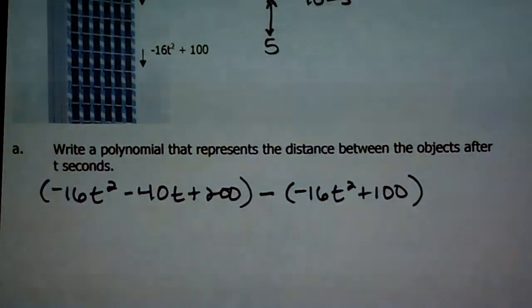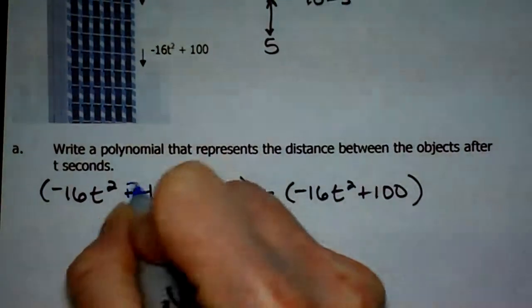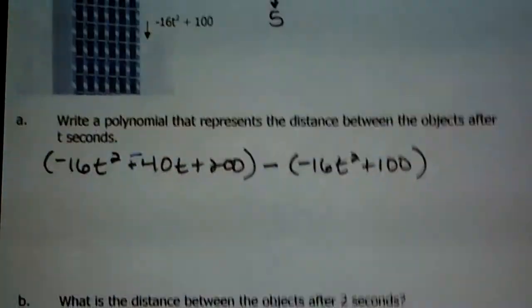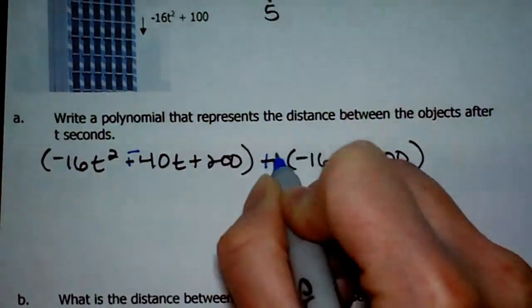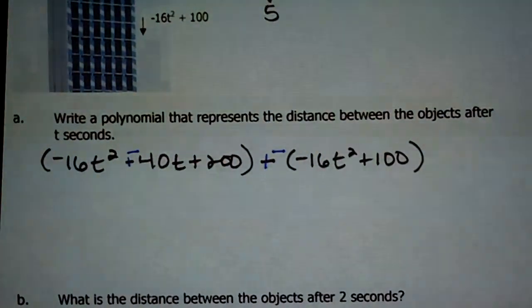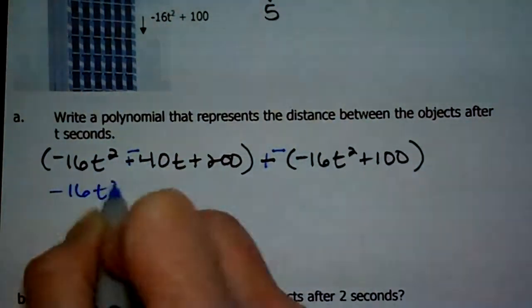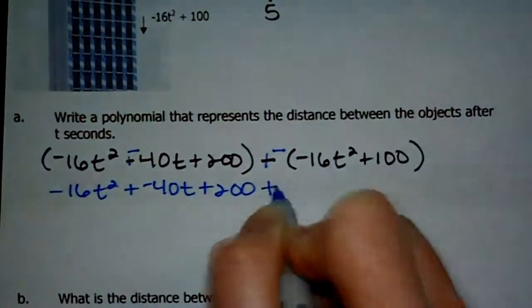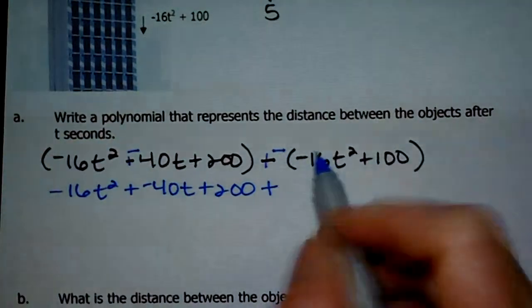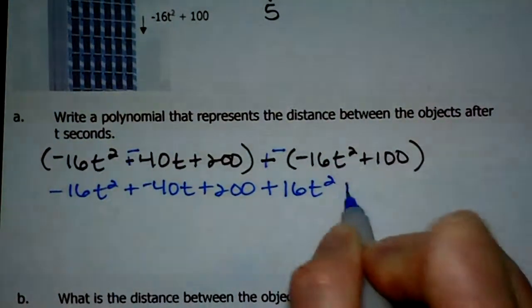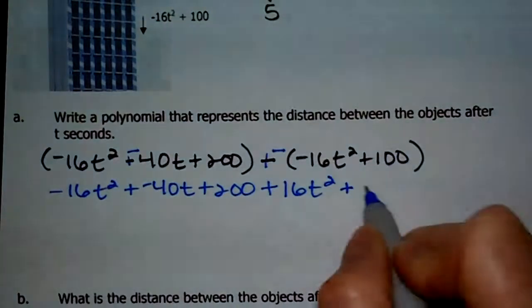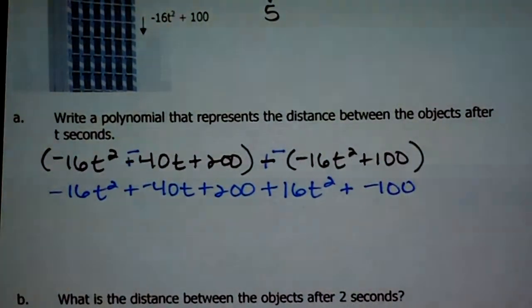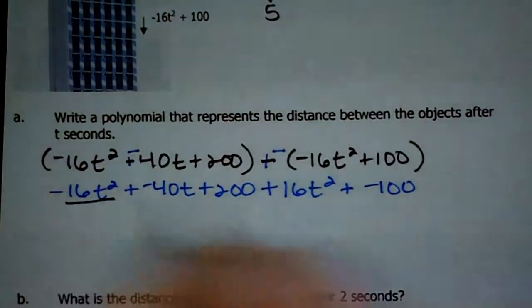Now I'm going to keep change within the parentheses first. And then I'm going to fix up this subtraction in between and add the opposite of everything in there. So I'm going to rewrite this as all addition so I can add them in any order that I want. And I want to add the opposite of negative 16t squared, which is a positive 16t squared. And the opposite of a positive 100 would be a negative 100. So from here, all we need to do is combine some like terms. The highest degree would be this t squared.